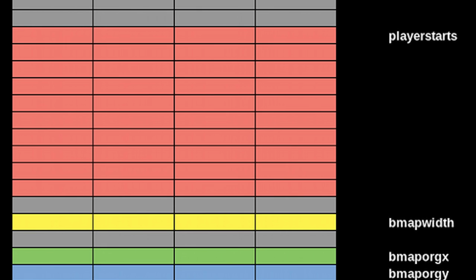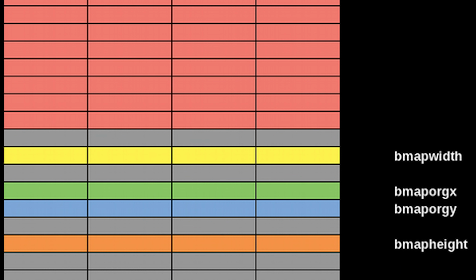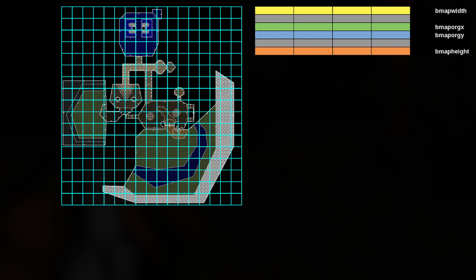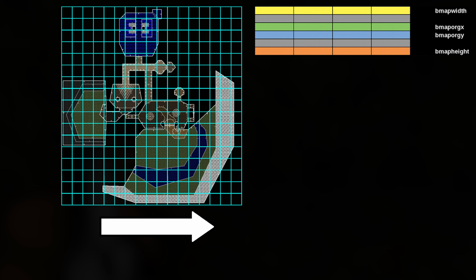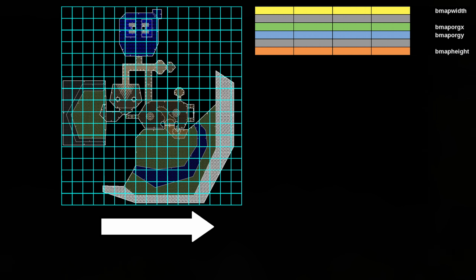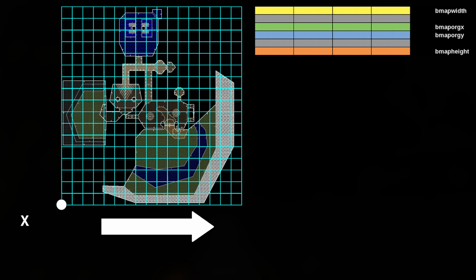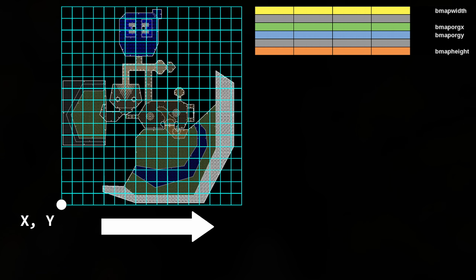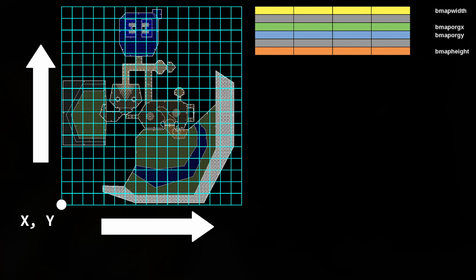After 220 bytes, it will start overwriting block map data. Mind you, the block map is used for collision stuff. The first 4-byte value found is used for the block map width. At offset 228, we find the block map origin's x-coordinate. At offset 232, we find the block map origin's y-coordinate. And at offset 240, we find the block map height.